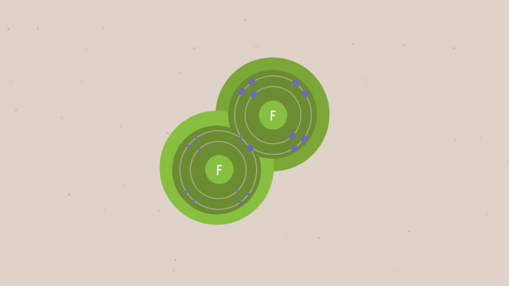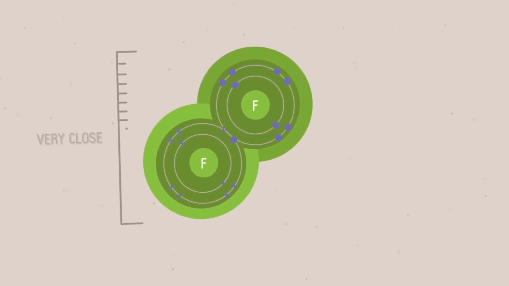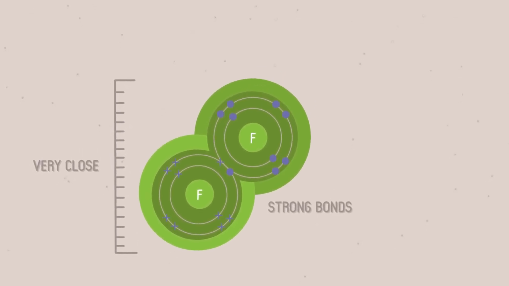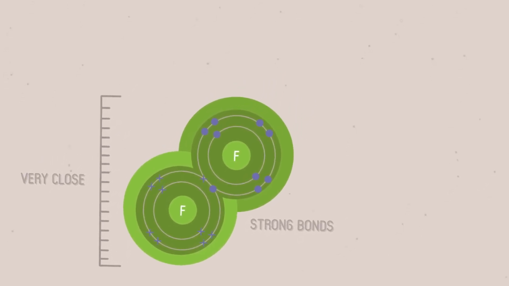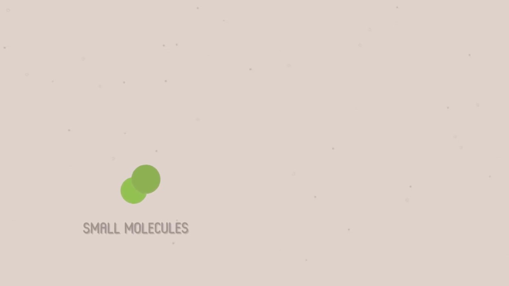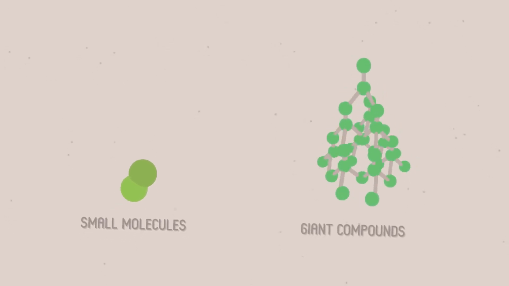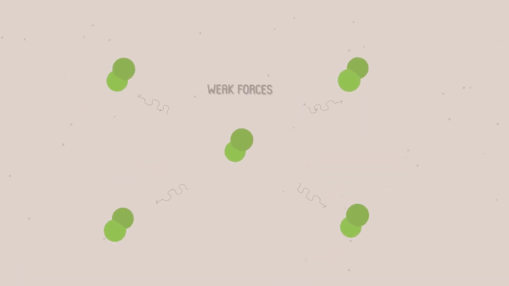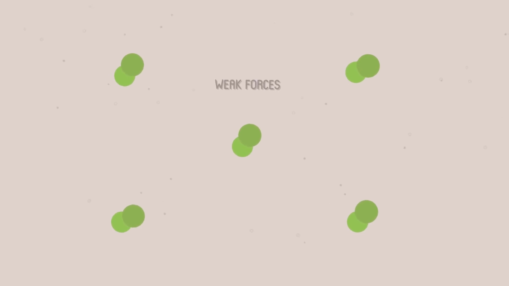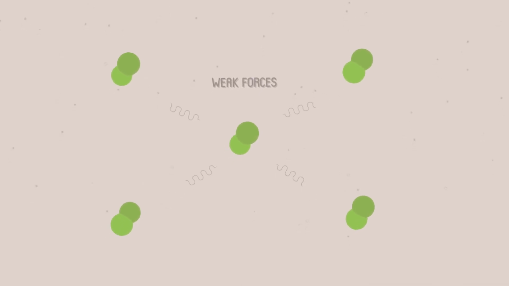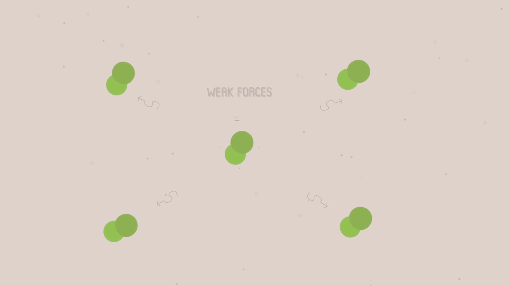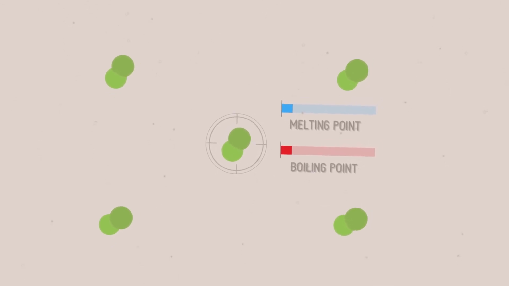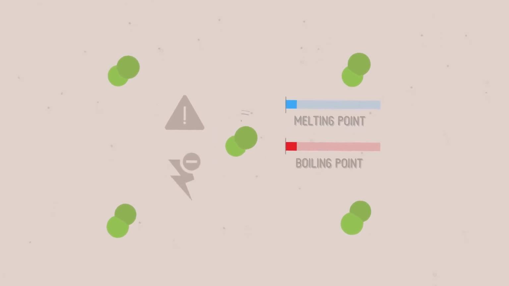The overlap between orbitals means that the atoms in covalent bonds are very close. These things make covalent bonds strong. There are two kinds of covalent structures: small molecules like water and giant compounds like diamond. Because the electrons in the bonds are evenly shared, the bonds are not polarized. There's little attraction between molecules, and forces between molecules are weak. Compounds made from small covalent molecules have low melting and boiling points and are volatile. They also don't conduct electricity.